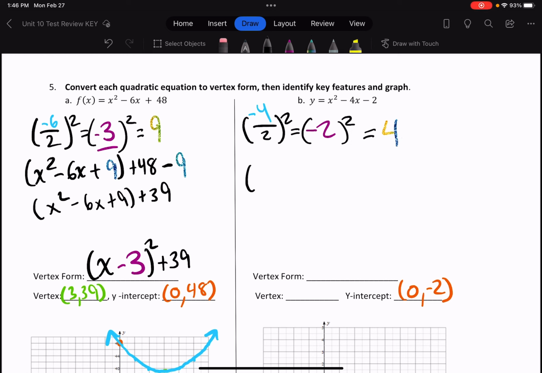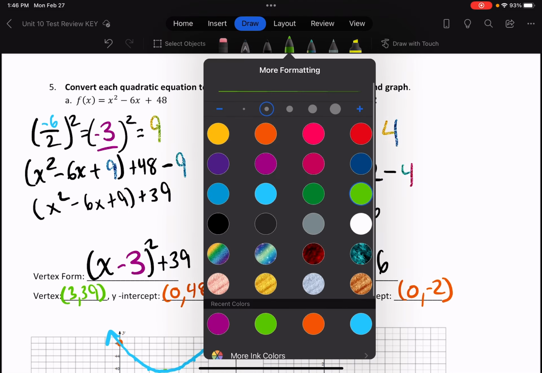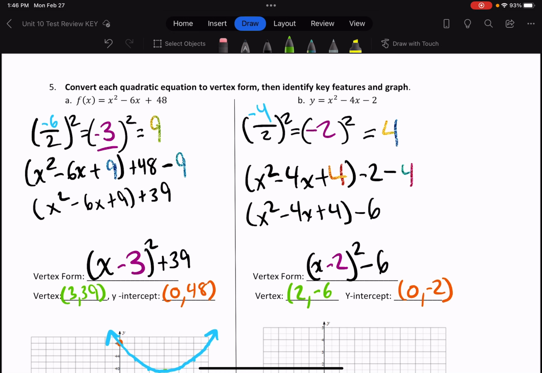Rewriting this function, I've got in parentheses x squared minus 4x. And I'm going to add to that my perfect square term of 4. Then minus 2. And since I added that perfect square term of 4, I'm going to subtract that perfect square term of 4. Combining like terms gives me x squared minus 4x plus 4 inside my parentheses, and then negative 6 outside the parentheses. And my vertex form of this now is going to be x minus that 2, which is my b over 2 term, squared minus 6. That gives me a vertex at positive 2, negative 6.